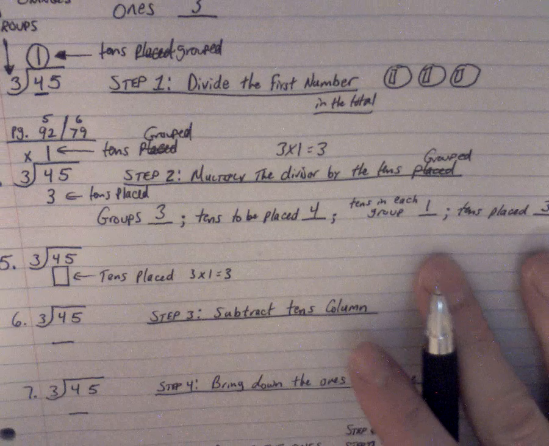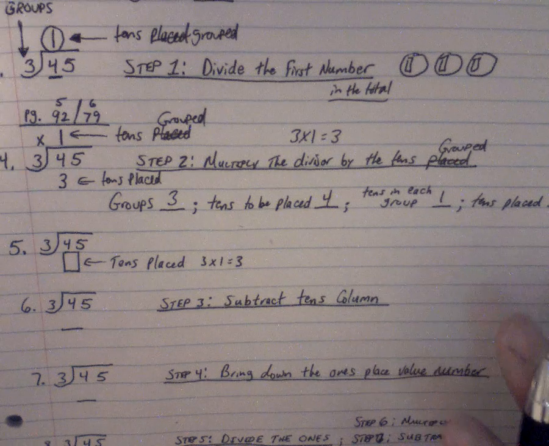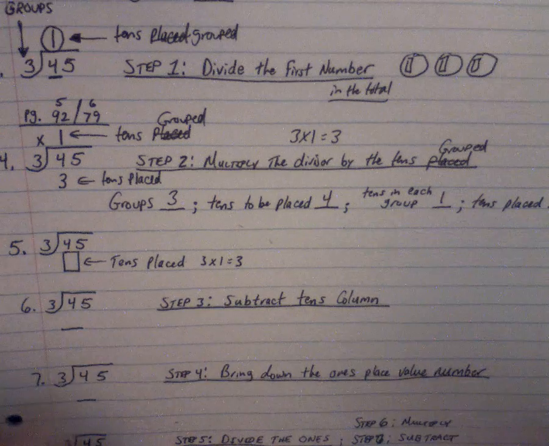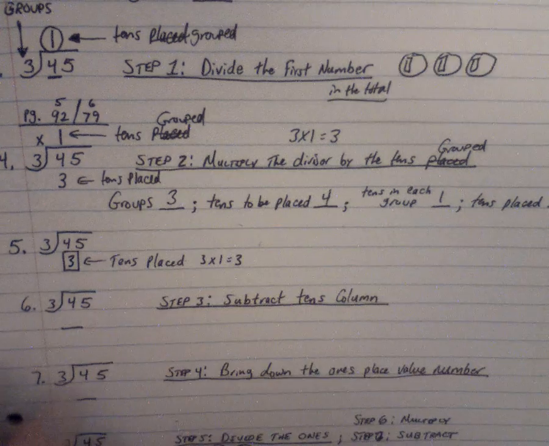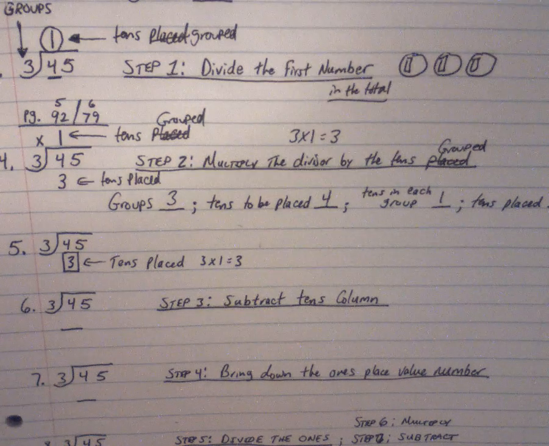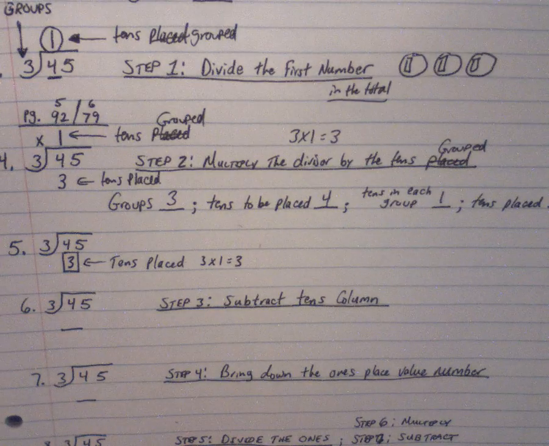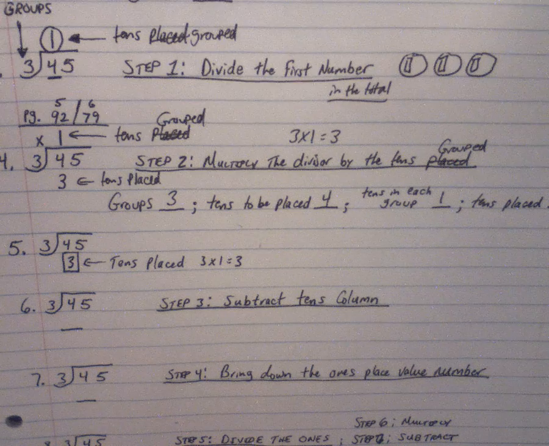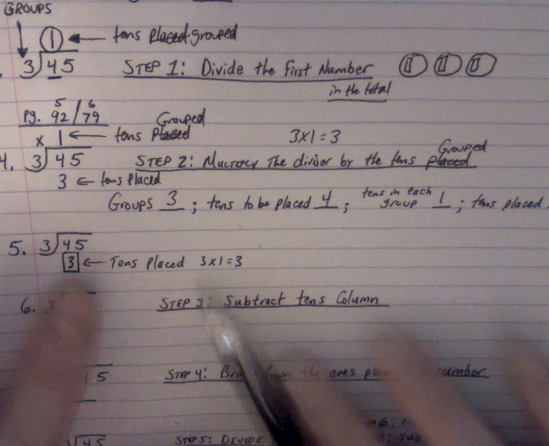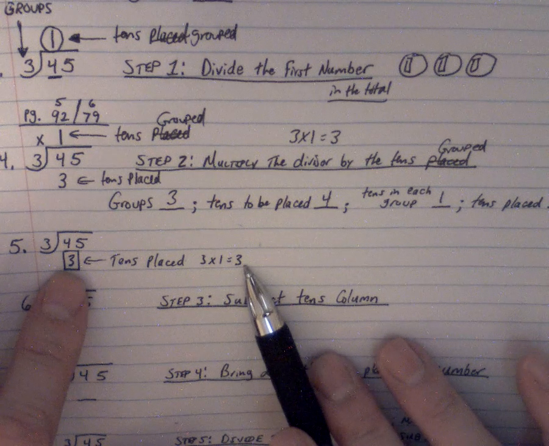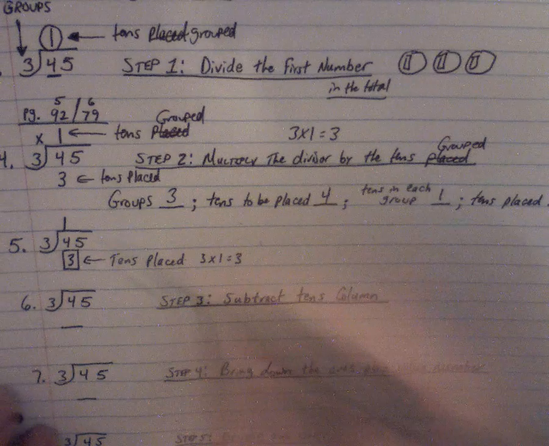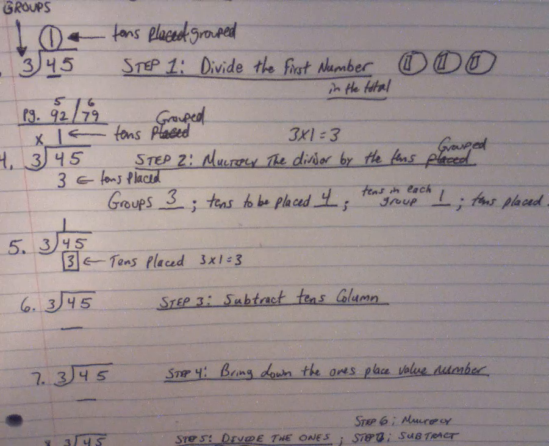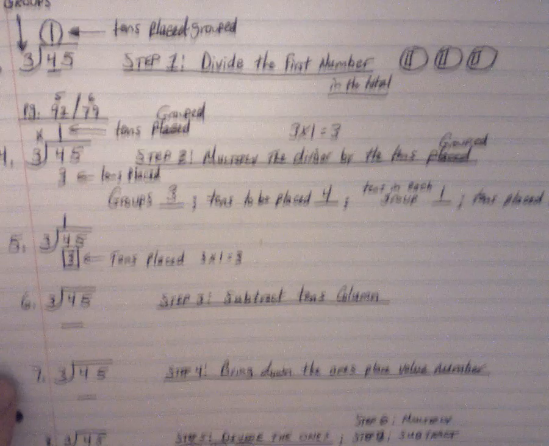Okay, now what we're going to do is we're going to move on. And so I wrote down here tens placed, which was 3, because we multiplied, which was good. And now what we're doing is we're actually placing the tens out. Okay, and so we place the tens out, we get 3. 3 times 1 equals 3. Alright, and now I've done step 1, I've done step 2, I'm ready to move on to step number 3.